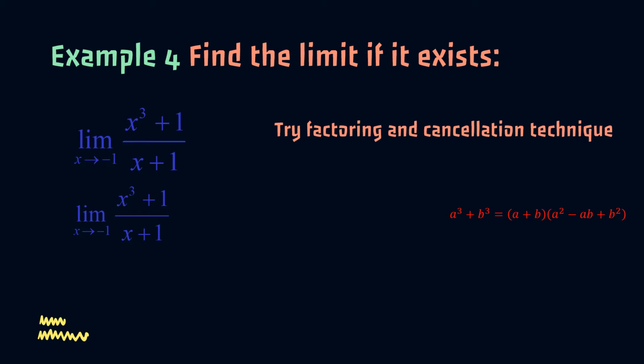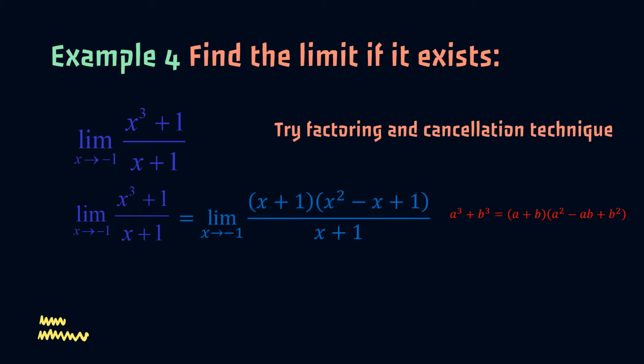So let's see how we can apply this to the expression that we have. This limit becomes equal to the expression at the top, factoring x cubed plus 1. The cubic root of x cubed is x, so we put that in the first parenthesis, x plus the cubic root of 1, that is 1, so we get x plus 1 times. How do we get the second parenthesis? We raise x to the second power, so we get x squared, minus the product of x and 1, x times 1 is x, so it will be minus x, plus 1 to the second power, which is 1.